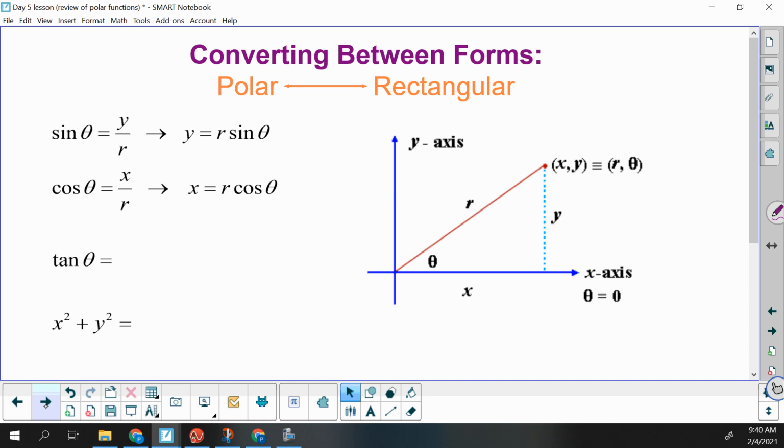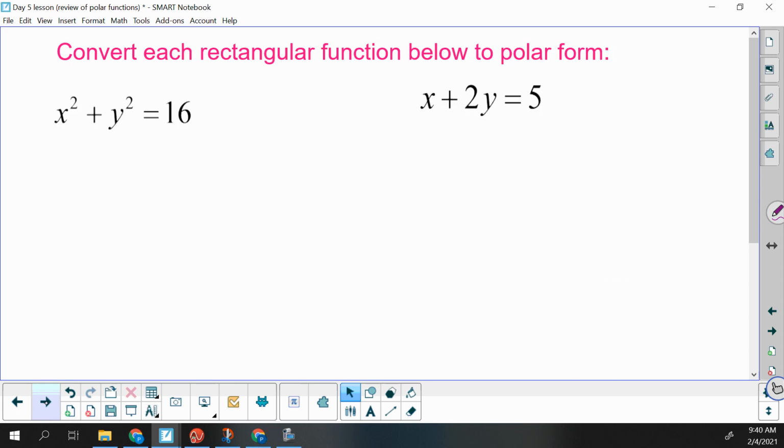On the bottom, you just have a list of your conversions again. So tan theta would be y over x, and this would be r squared. But we have each of those things from before. We just have it written as tan theta is y over x instead of theta equals inverse tan y over x. And our last page for today, if you go to the next one, we're going to do a couple conversions. So we're going to convert these to rectangular form.